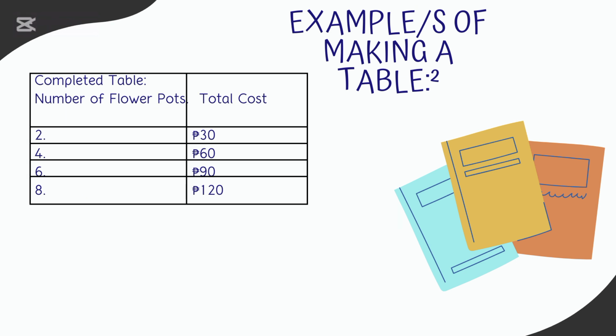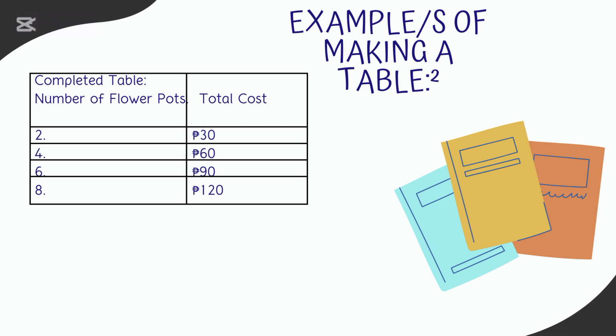For each additional flower pot, the cost increases by a fixed amount, which is 15 pesos. This means that the total cost increases linearly with the number of flower pots, and the total cost is directly proportional to the number of flower pots. For example, 2 times 15 equals 30. And it is easy to predict using the established pattern. You can easily predict the cost for any number of flower pots without additional calculation.